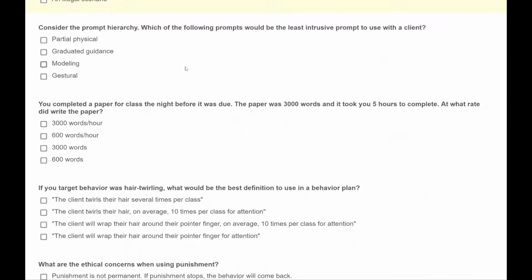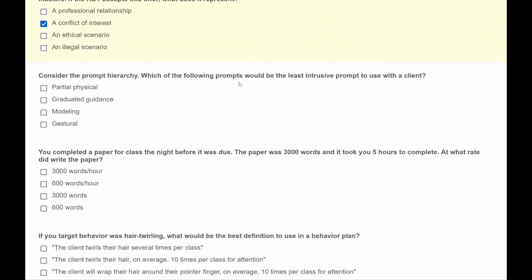Consider the prompt hierarchy. Which of the following prompts would be the least intrusive prompt to use with the client? Let's think about our prompt hierarchy, right? When we go most to least or least to most, we're either going up or down our hierarchy. So let's start with the most intrusive prompt: full physical, then partial physical, then modeling. Now, the ones after that, it depends on who you ask. It also depends on the client. But for the most part, the top three are going to be full physical, partial physical, modeling.